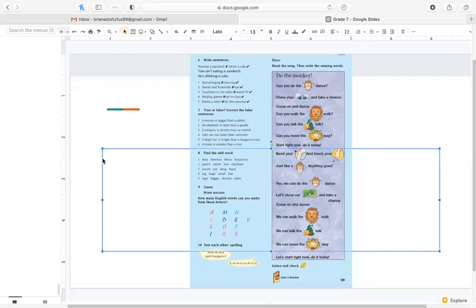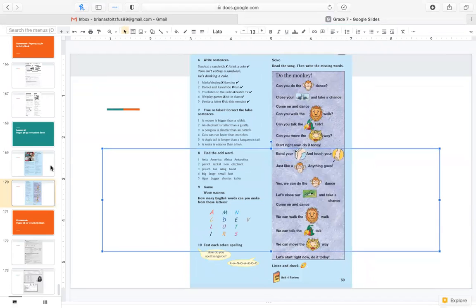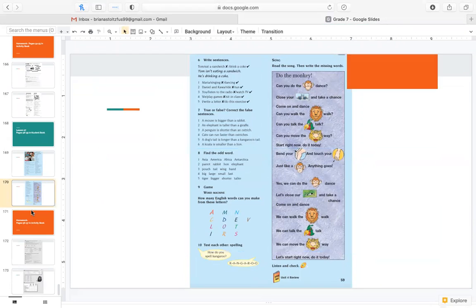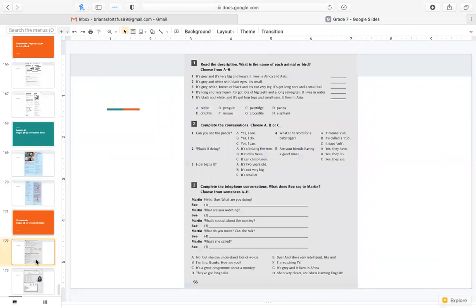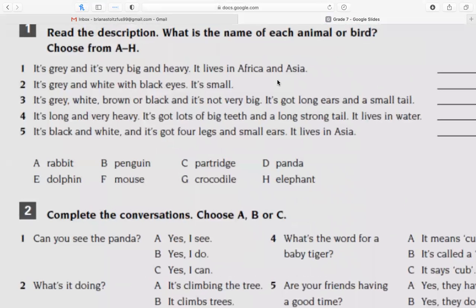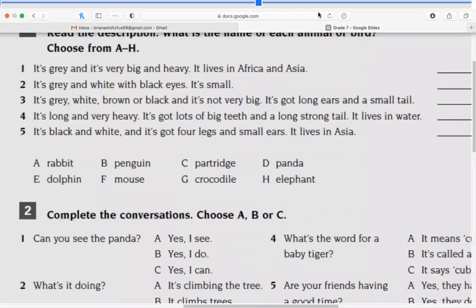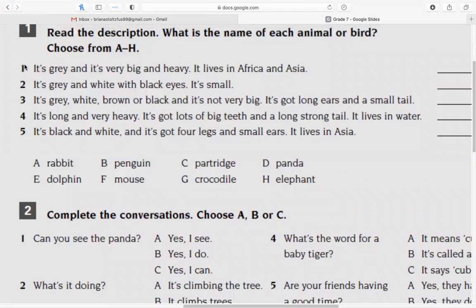Great job. That's a very silly song. For homework, do pages 56 and 57 in your activity book. On page 56, read about each animal. For example, number 1 says, it's gray and it's very big and heavy. It lives in Africa and Asia. What animal is this? It's the elephant, so you can write elephant here.